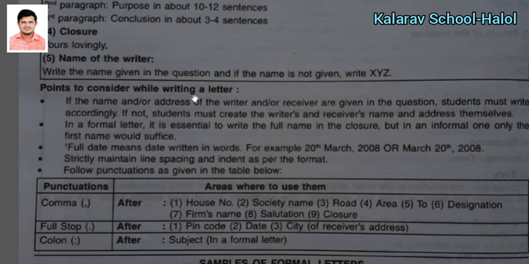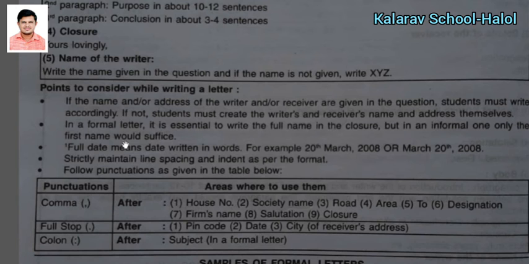Okay, points to consider while writing a letter. Which points do you have to keep in your mind while writing the letter? Number 1: if the name and address of the writer or receiver are given in the question, the student must write accordingly. You have to write that address. If it is not given in the question, in that condition you can create the name and address by yourself. The student must create the writer's and receiver's name and address themselves.